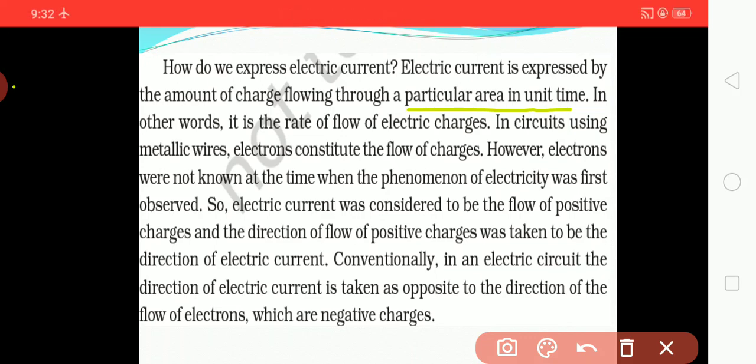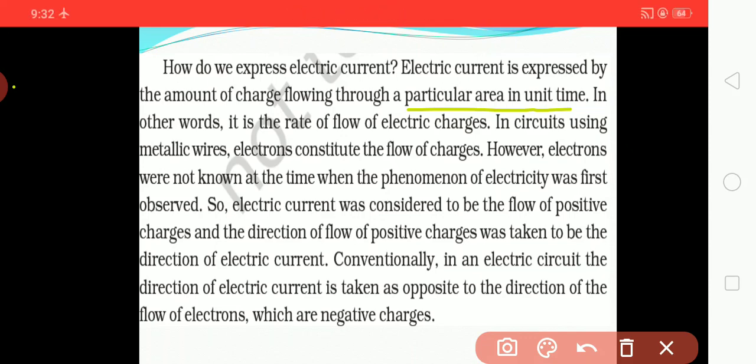So we can say that electric current was taken as a flow of positive charge, and that is the direction of the current. Wherever the flow of positive charge is passing, that is the direction of electric current.